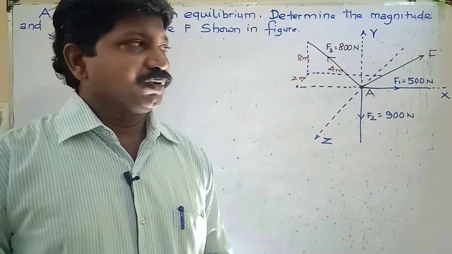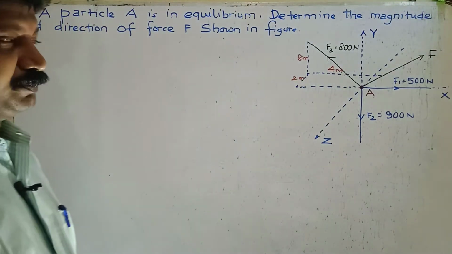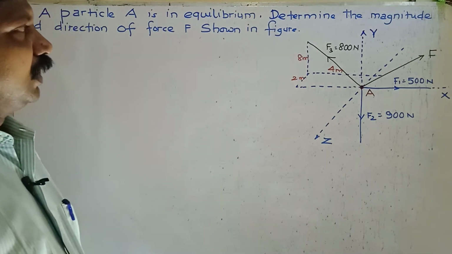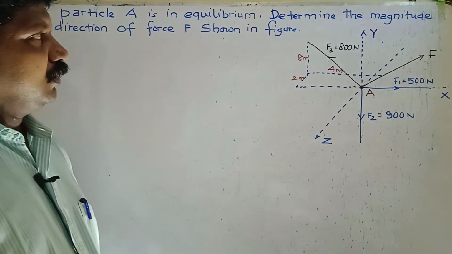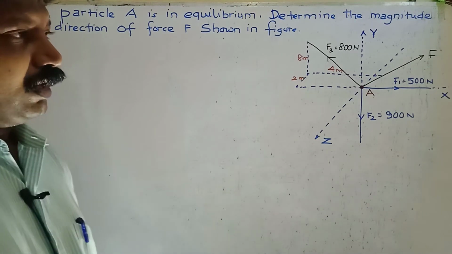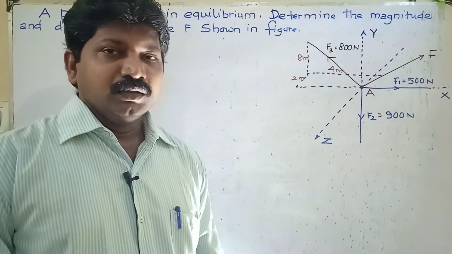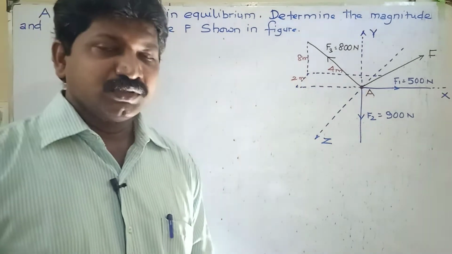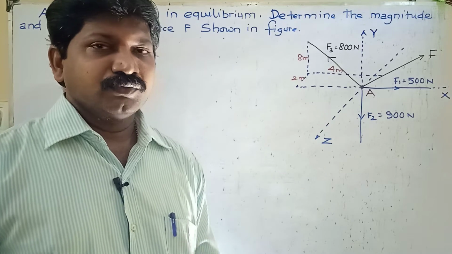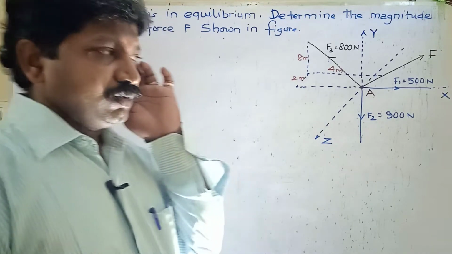Now we are going to solve one problem in force space. Equilibrium of particle. A particle or body in equilibrium, the resultant force equals 0.